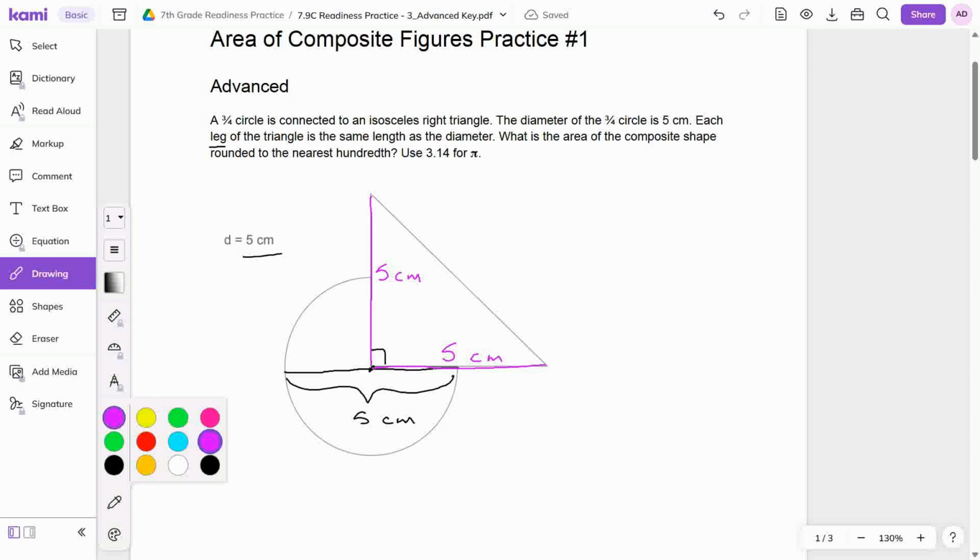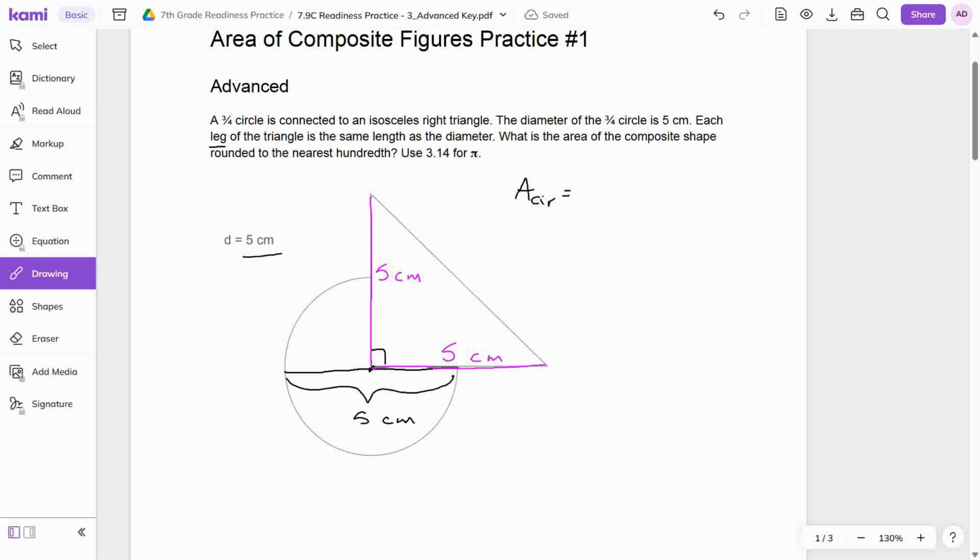So we need to find the area of this composite shape that's got the right triangle and the 3/4 circle. Well, let's find the area of each, and we're just going to add them together using the additive property of area. Let's take our circle first. That's going to be a little bit more interesting. So we don't have a formula for 3/4 of a circle. What we have is the formula for area of a circle.